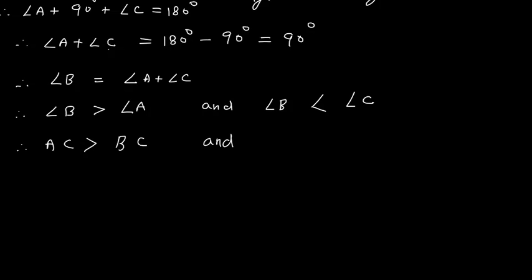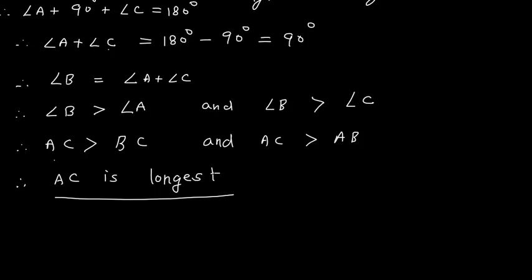and I have to show that angle B is greater than angle C. AC is greater than the side opposite to C, which is AB. So AC is greater than BC and AC is greater than AB. So therefore AC is longest. Simple. Side AC is the longest side, hence proved. Okay, so this exercise is a simple one.